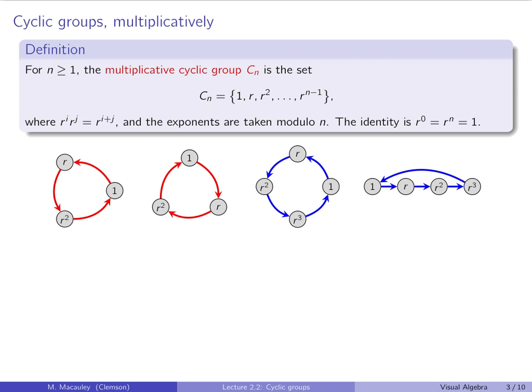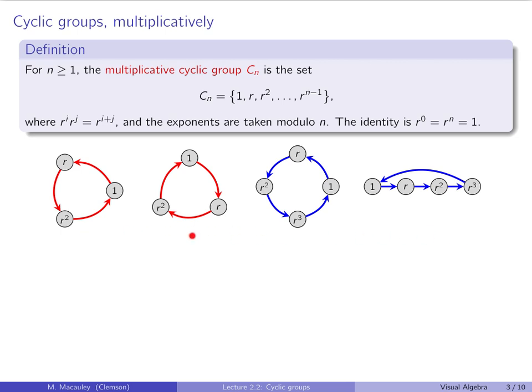Cyclic groups can be written multiplicatively or additively. I'm going to write the multiplicative cyclic group as Cn and let this be the set of powers of r. So think of r as an abstract element like a rotation. So Cn is 1, r, r squared, up to r to the n minus 1. I think it's fairly self-explanatory.